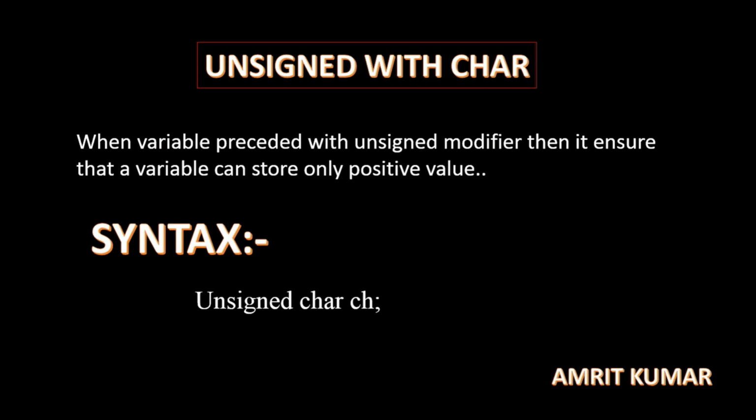So let's look at the syntax of it, how we can declare. It is the same as what we taught you in the previous video. You first declare the modifier, then the data type, and then the variable name. I am using the unsigned modifier here, and we know the property of unsigned, that it can store only positive values. So this variable is going to carry only positive values, nothing negative, and it is of character data type. So this is the syntax.